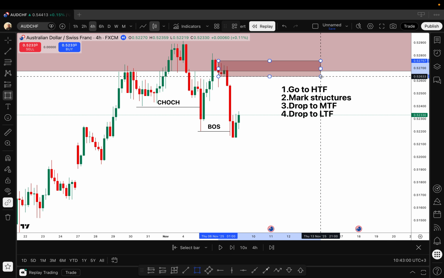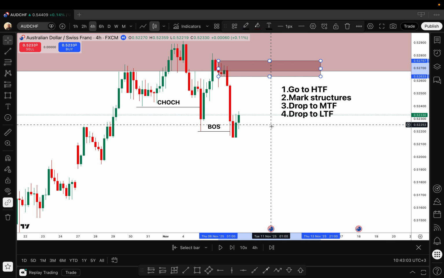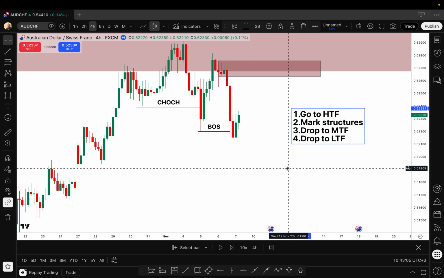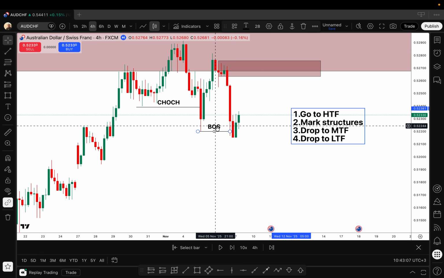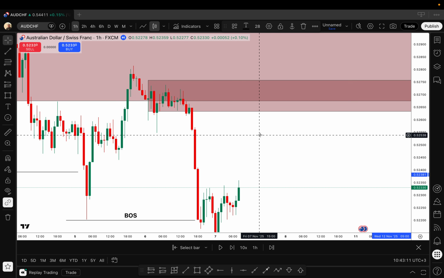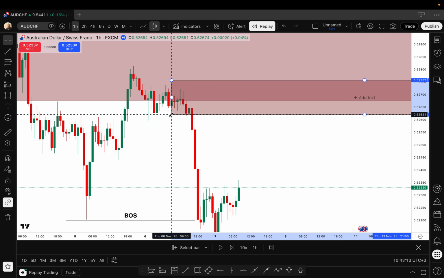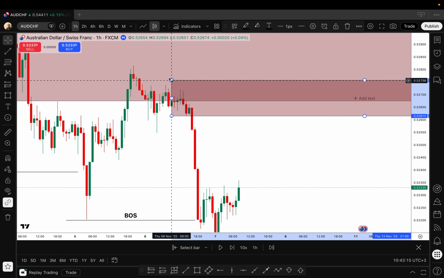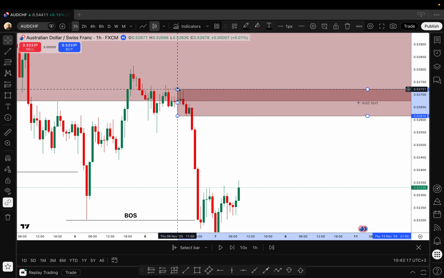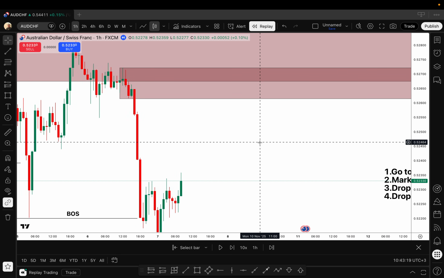So I have a supply zone here on the 4-hour, and I always told you, if I see it on the 4-hour, I'll enter the 4-hour. If I don't, that is when I drop down to the entry time frame. But now I've marked on the 4-hour, I can just drop down to the entry time frame and refine this to there, like that. And that is the 1-hour.